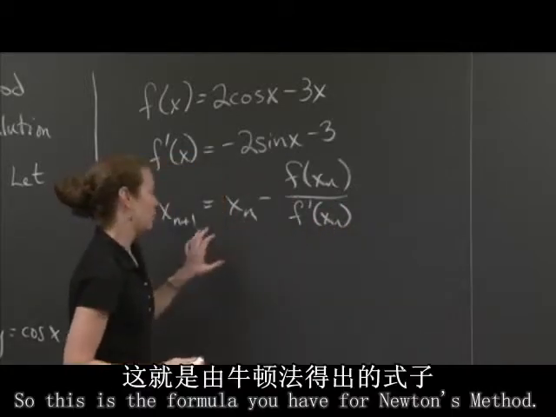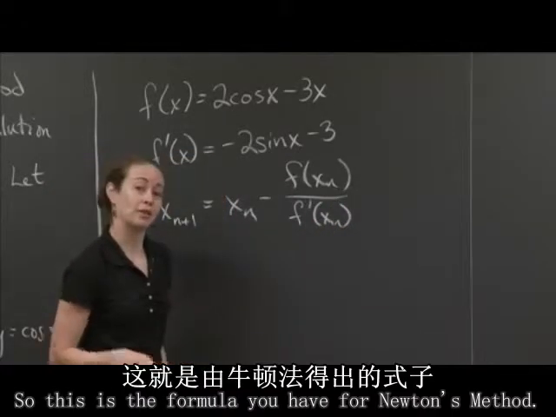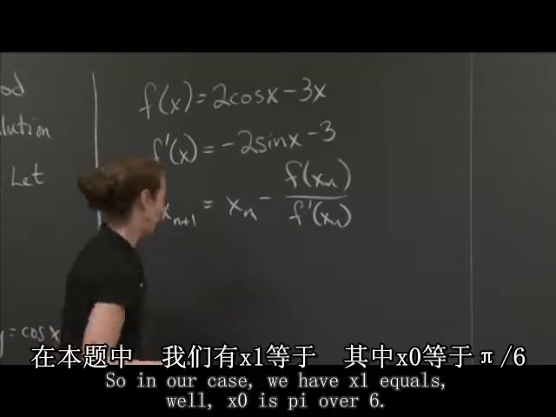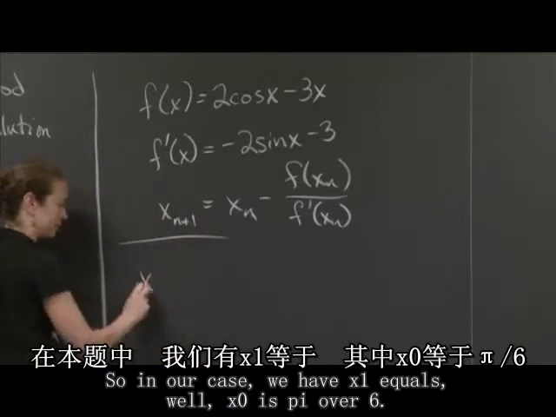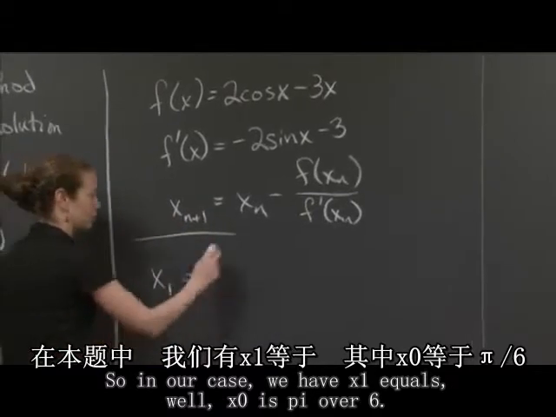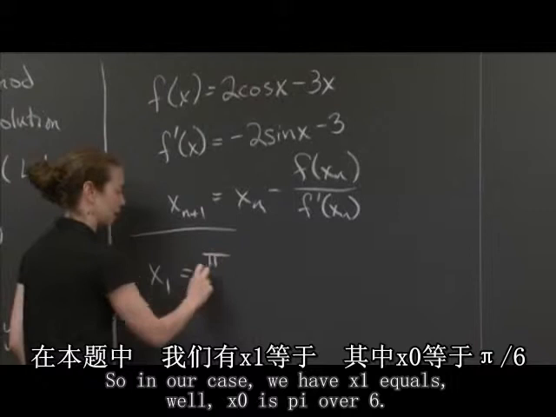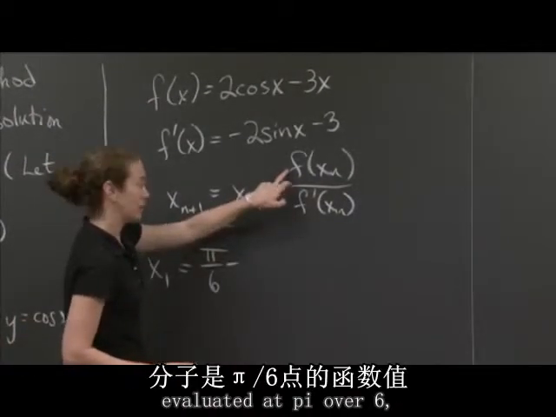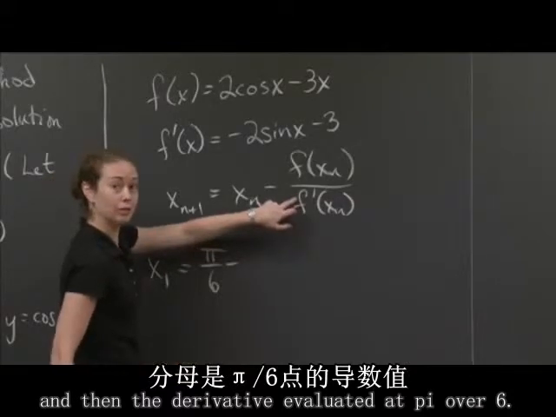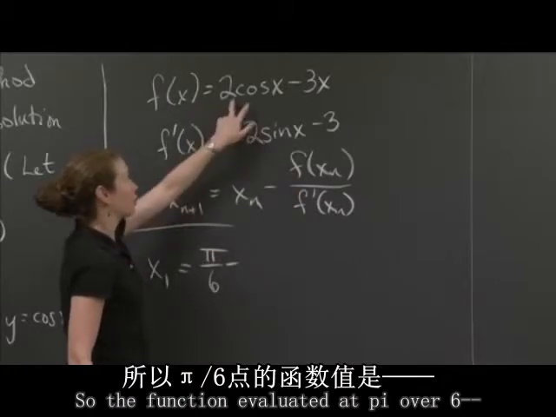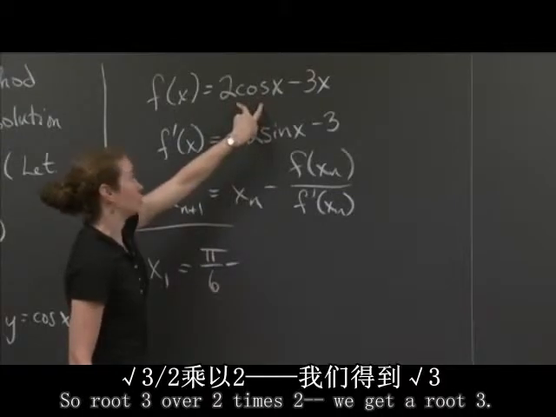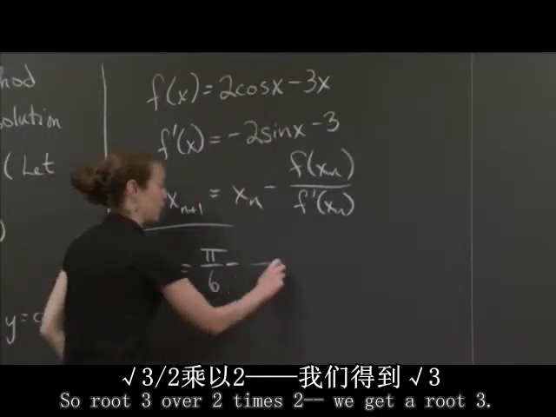Right, so this is the formula you have for Newton's method, so let's see if we can get from x0 to x1 and then x1 to x2. So in our case, we have x1 equals, well, x naught is pi over 6. And then we have minus the function evaluated at pi over 6, and then the derivative evaluated at pi over 6. So the function evaluated at pi over 6, cosine of pi over 6 is root 3 over 2. So root 3 over 2 times 2, we get a root 3.